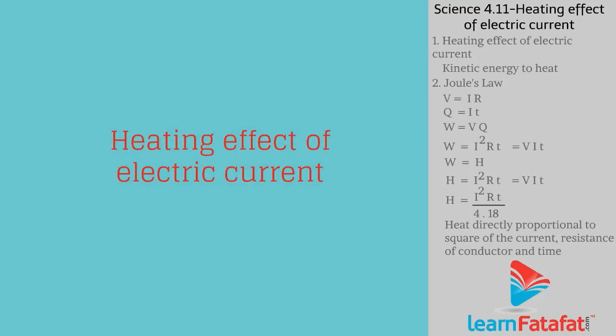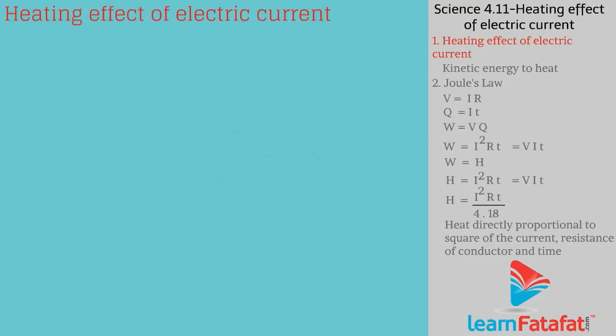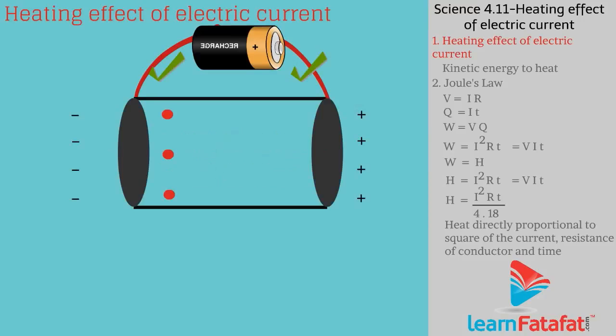Heating effect of electric current. When the potential difference is applied across the ends of the conductor, electrons start moving to the positive terminal and current is said to be set up in the circuit.